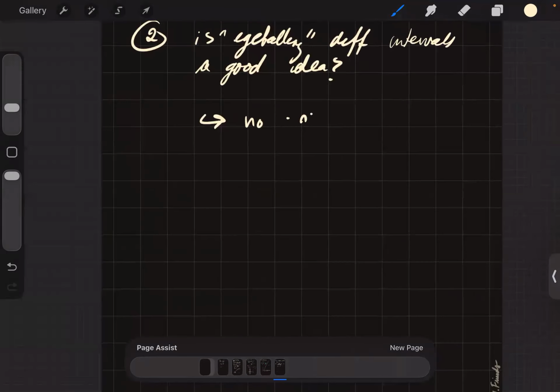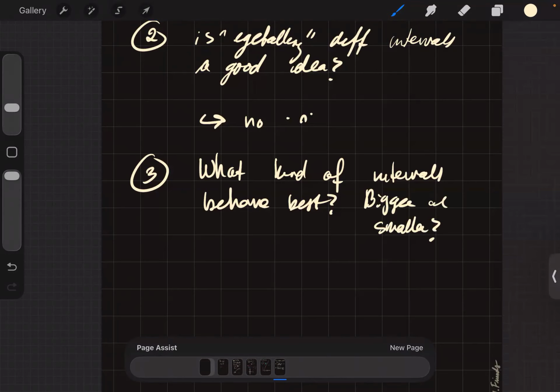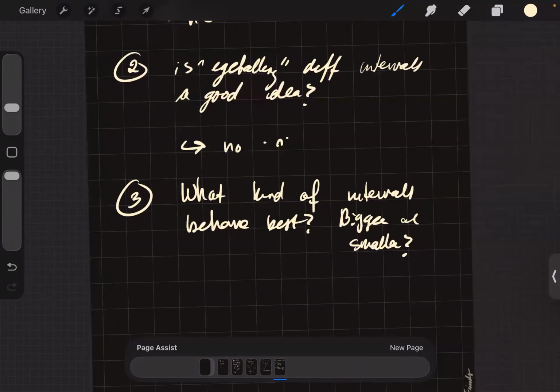And so lastly, I'm going to ask, what kind of intervals behave best? Bigger or smaller?